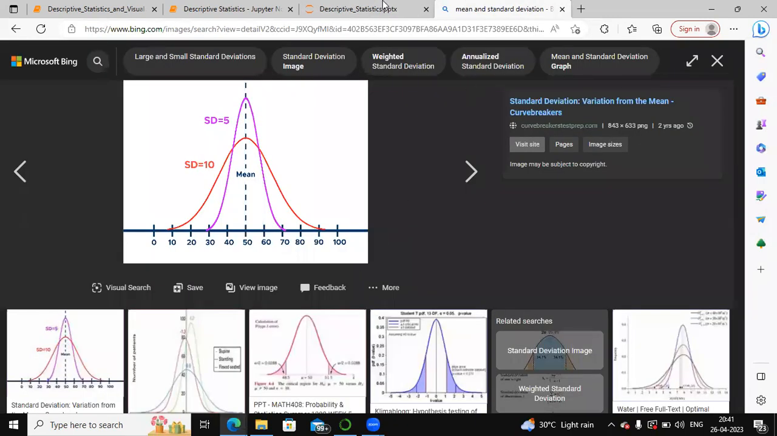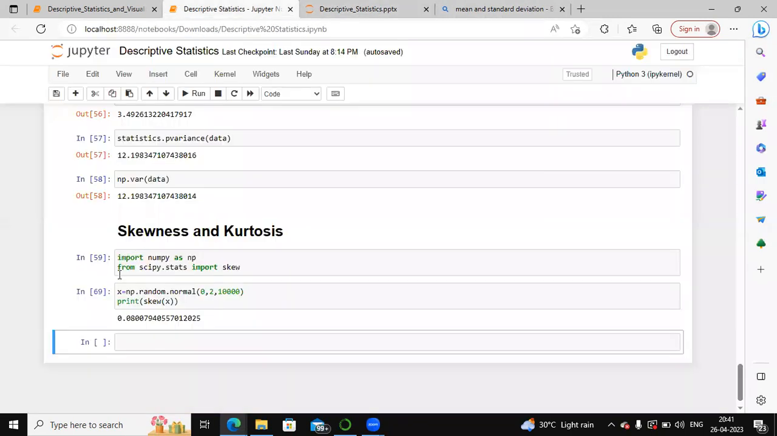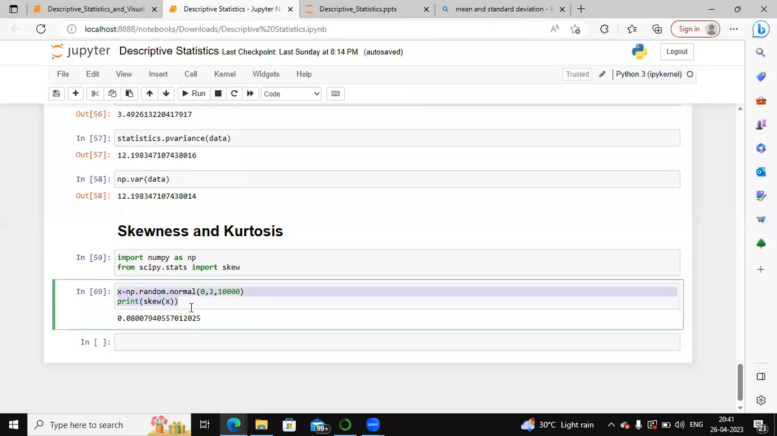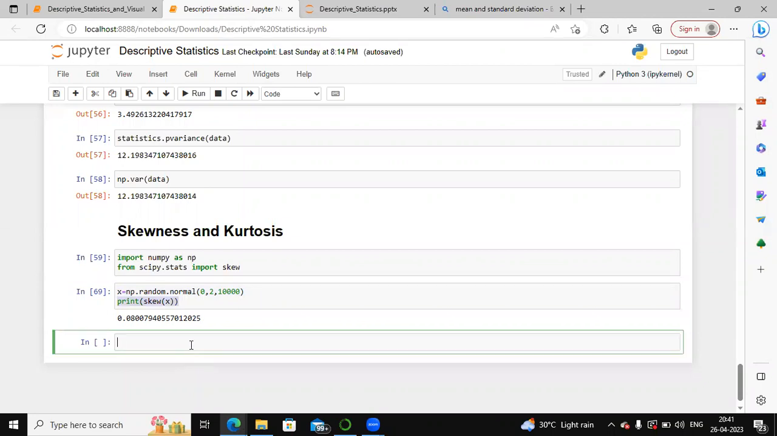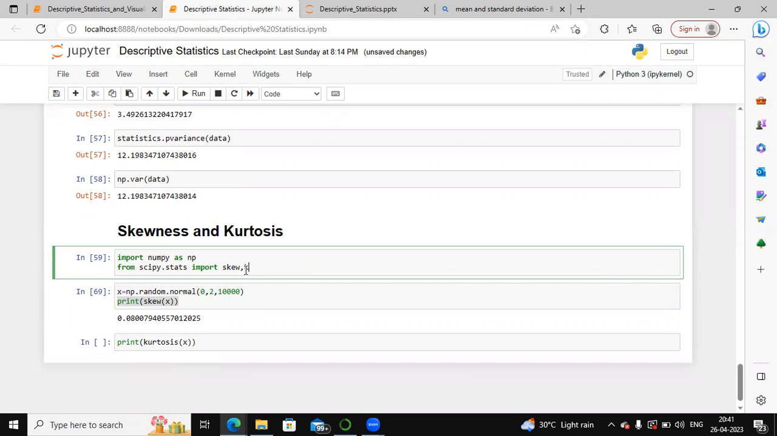Okay, let's copy the code from this. Instead of skew, we can just pass kurtosis here and import kurtosis over here.